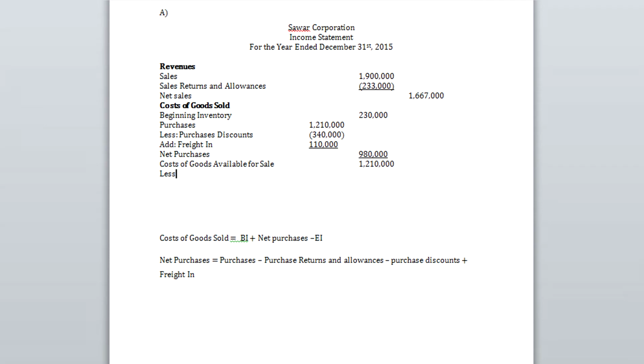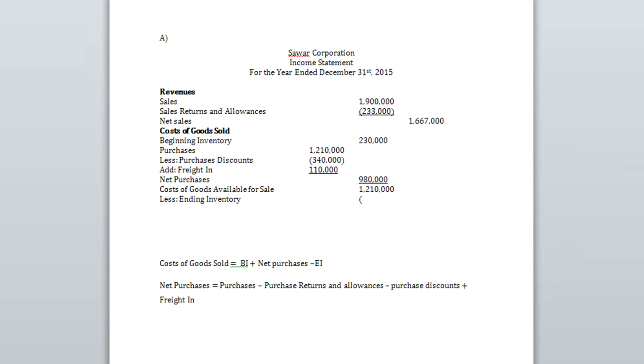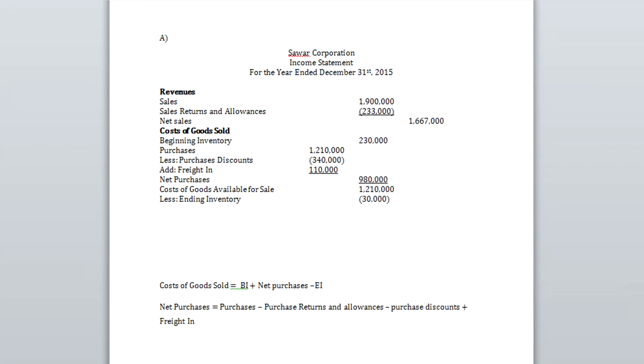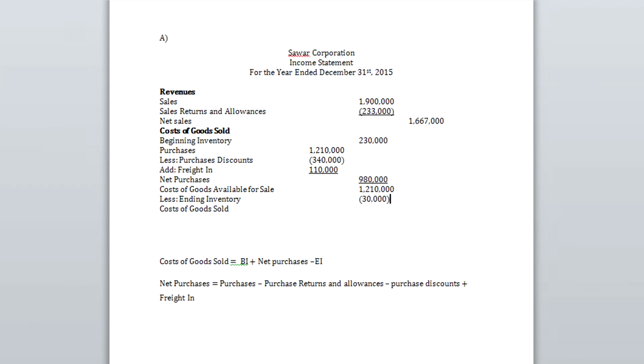Okay. Now, after our cost of goods available for sale, this is where we can finally subtract our ending inventory. So less ending inventory. And we just add this in here if I can spell it correctly. And our ending inventory was, it's up here, $30,000 right there. Okay, $30,000. And then finally, we can calculate our cost of goods sold, which is, of course, our cost of goods available for sale, subtracted by ending inventory. Okay. Again, let's reformat this. Okay, and then I'll sum all these up.